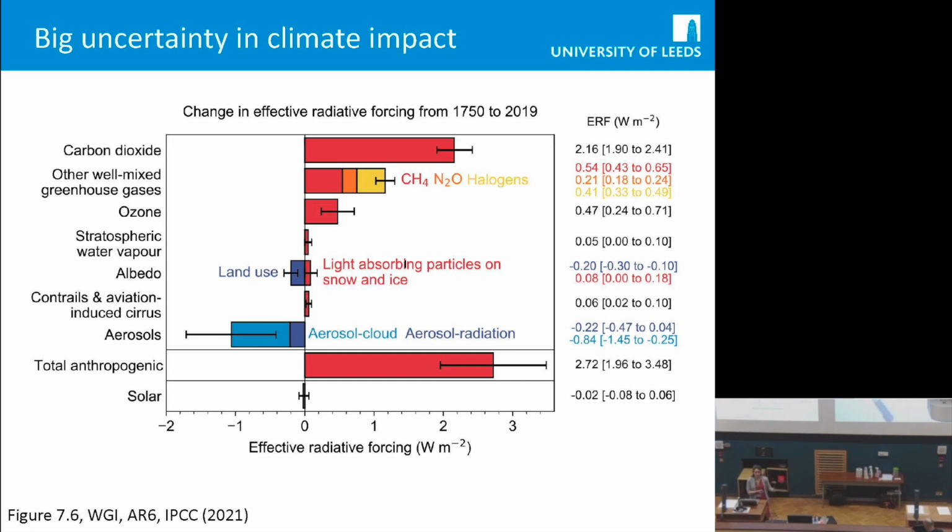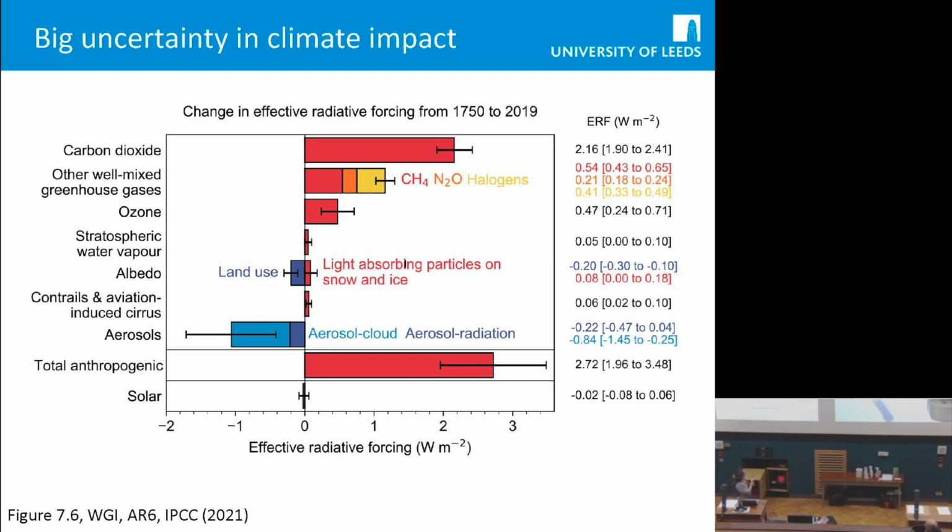Understanding how much that is going to change is going to make quite a big difference. So you can see, firstly, that the lighter blue bar for aerosol cloud interactions is the bigger of the two. It's the stronger forcing than the aerosol radiation interactions. But you can also see this big uncertainty bar, much bigger than any of the other elements of the climate system. And it tracks through to give us quite a big uncertainty in the overall radiative forcing.